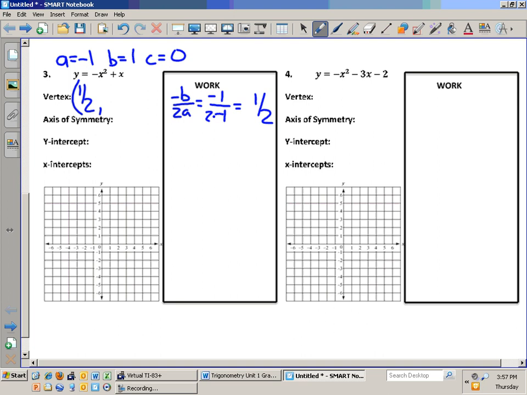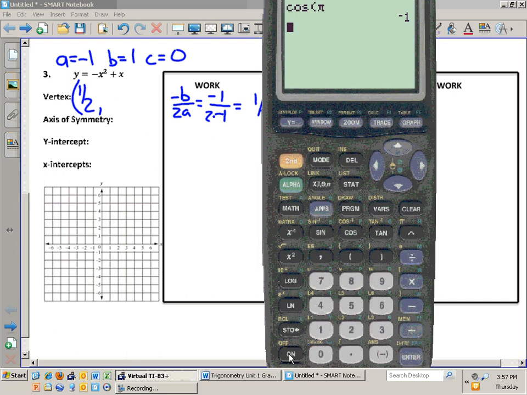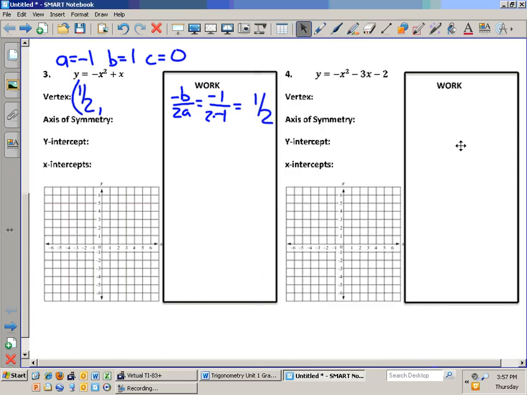If you're confused about what to do with the fraction as you plug it back in, go ahead on your calculator. Type in negative, parentheses 1/2, that's a fraction, squared, plus parentheses 1/2. I could just put my fractions in parentheses, typing in my function just as it would be, and evaluate it. I get 0.25, or 1/4.